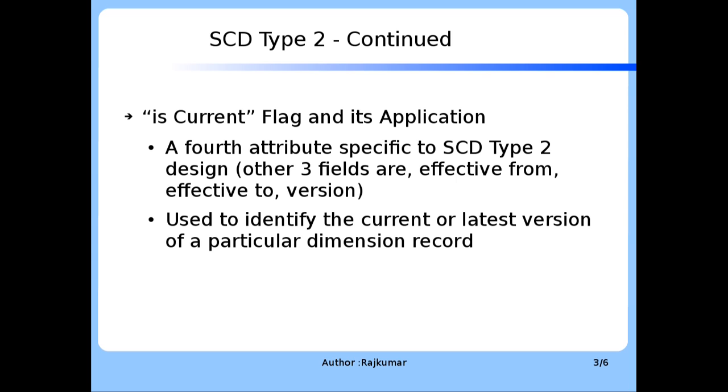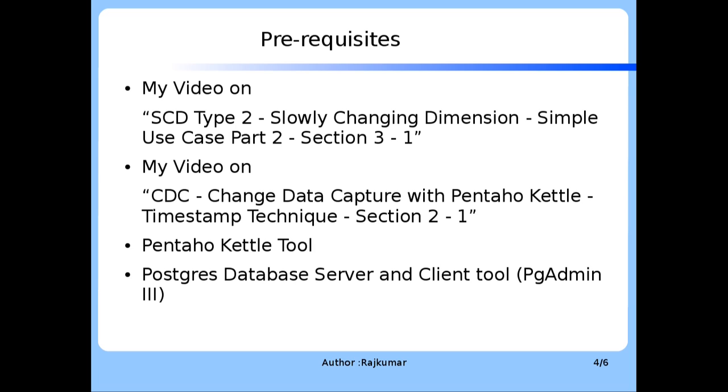The prerequisites for the demo are: watch my video on slowly changing dimension part 2, or SCD Type 2 simple use case part 2, and also watch my video on change data capture, especially on the timestamp technique. You should have the Pentaho Kettle tool if you are going to practice this on your end, and a Postgres database server and a client tool to interact with the database server. I am using the client tool pgadmin3 in this case. So without further delay, let us move on to the demo part.